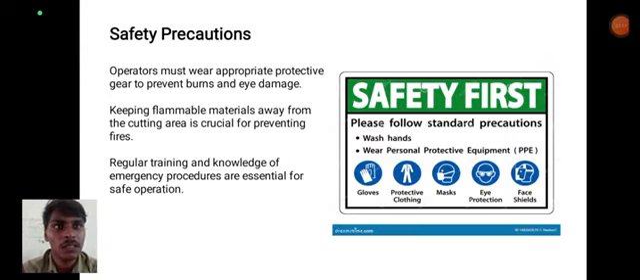Safety precautions. Safety is first. Please follow these safety precautions. Operators must wear the proper protective gear to prevent burns and eye damage. Keeping flammable materials away from the cutting area is crucial for preventing fires. Regular training and knowledge of emergency procedures are essential for safe operation.